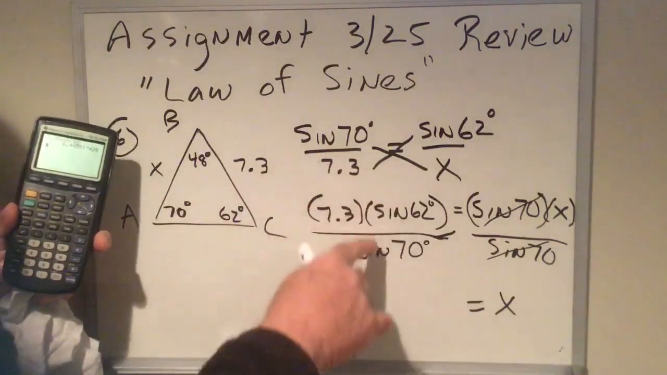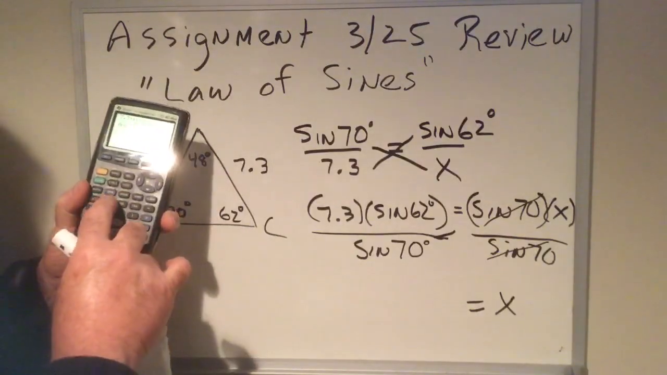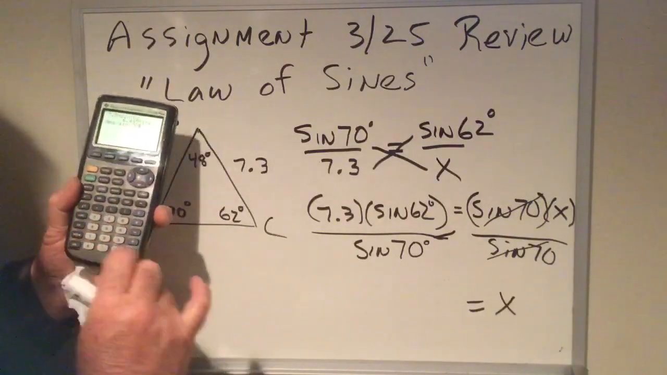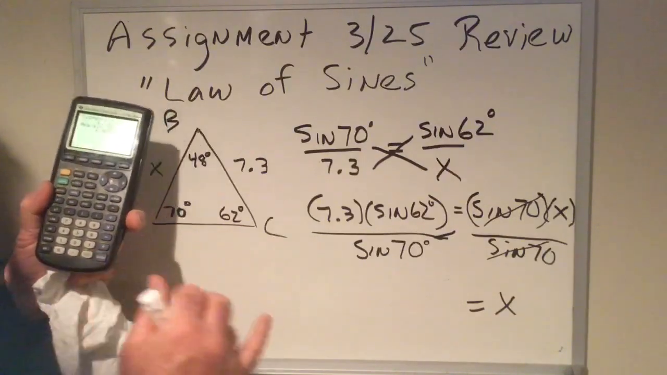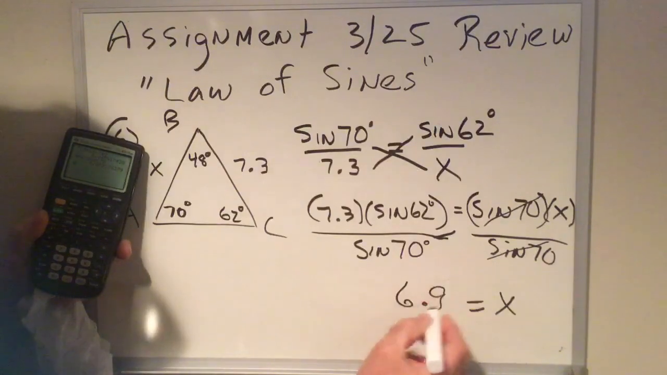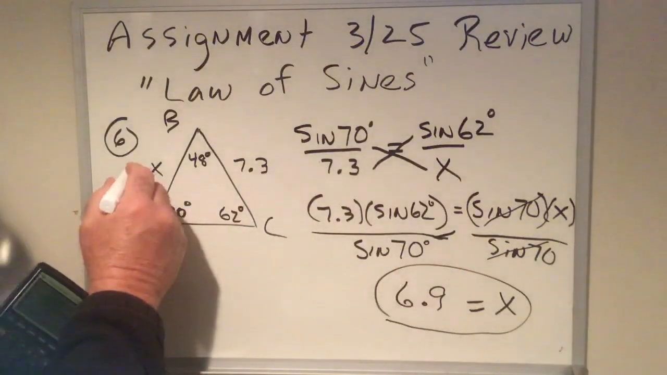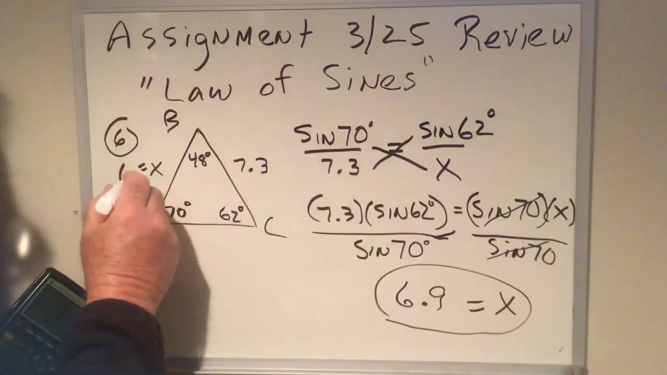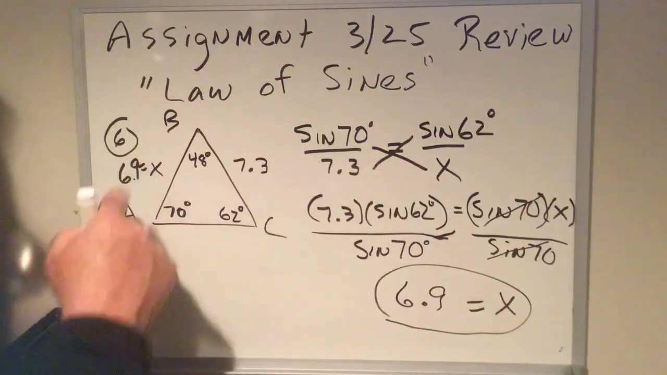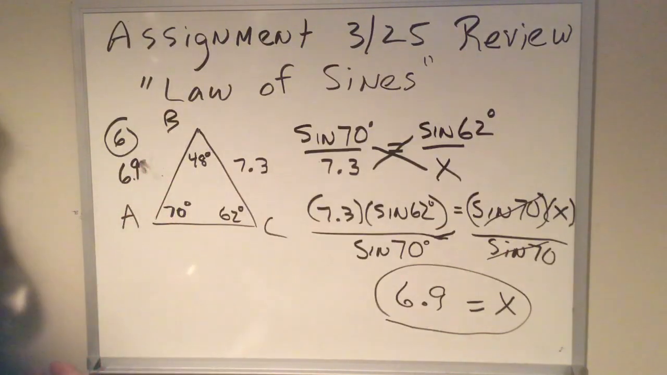Now enter, and a number pops up that I'm not even going to look at. But what am I going to do? I'm going to divide by sine 70. Divide by sine 70, enter. And out comes a number that rounds to about 6.9. This side length is 6.9 over here. This x is 6.9. Okay?